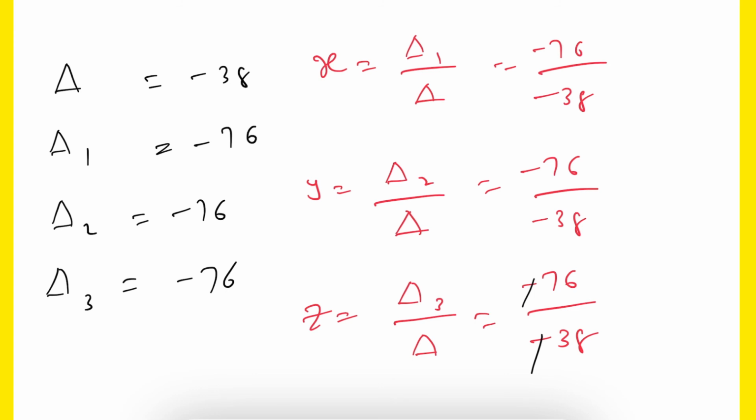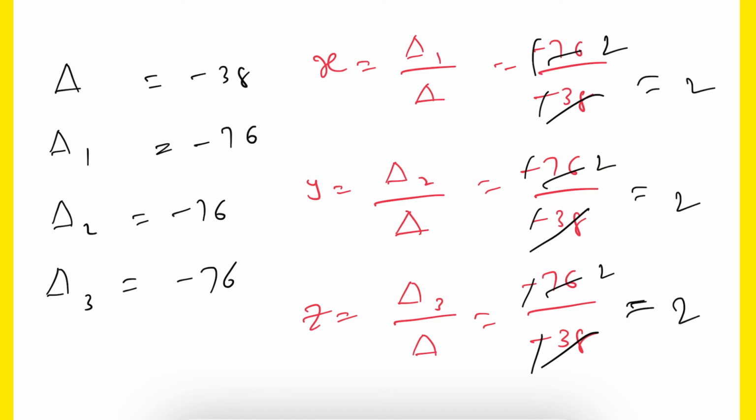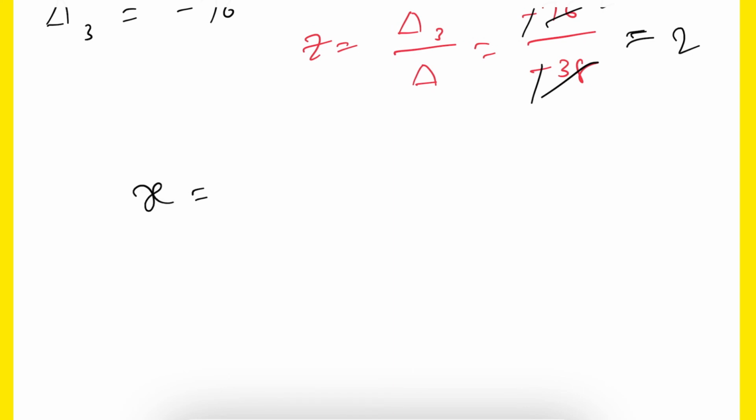All minus minus cancels. 38 ones are 38, 38 twos are 76. So x value, y value as well as z value, all the three are 2 only. So x is equals to y is equals to z equals to 2.